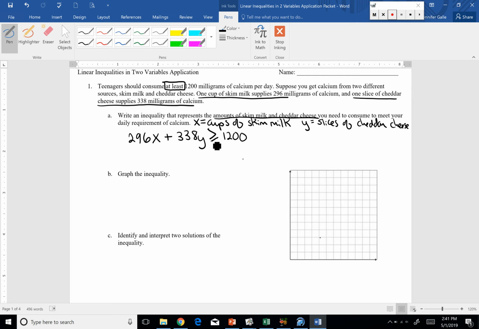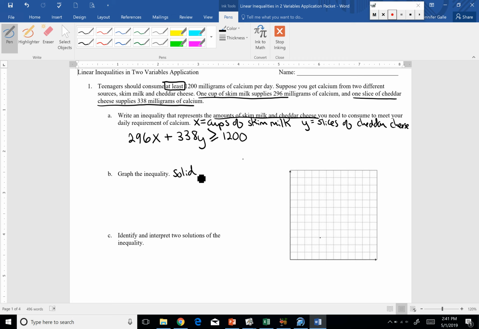So when we graphed yesterday, the first thing we decided was, are we going to have a dotted or solid line? Which one's this going to be? What do we think? Dotted or solid? Solid. How do I know it's solid? Because there's a line under it. There's an equal to. So it's going to be a solid line.